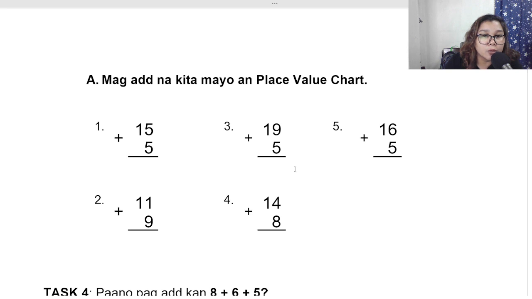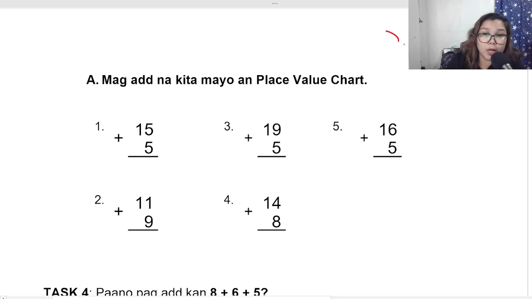And you may go to this part, mag-add, nakita, mayo, and place value chart. Bakit wala ng place value chart? Kasi nakasulat na siya in proper columns. All you have to do is add the numbers by following the steps.